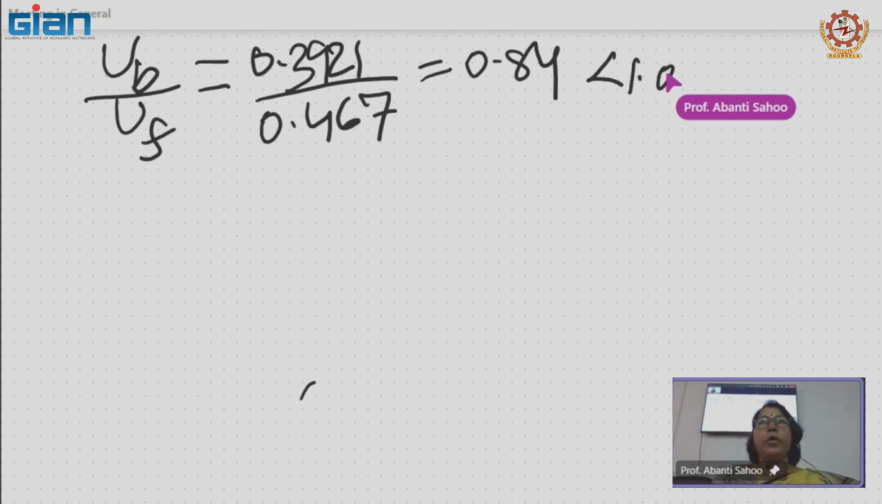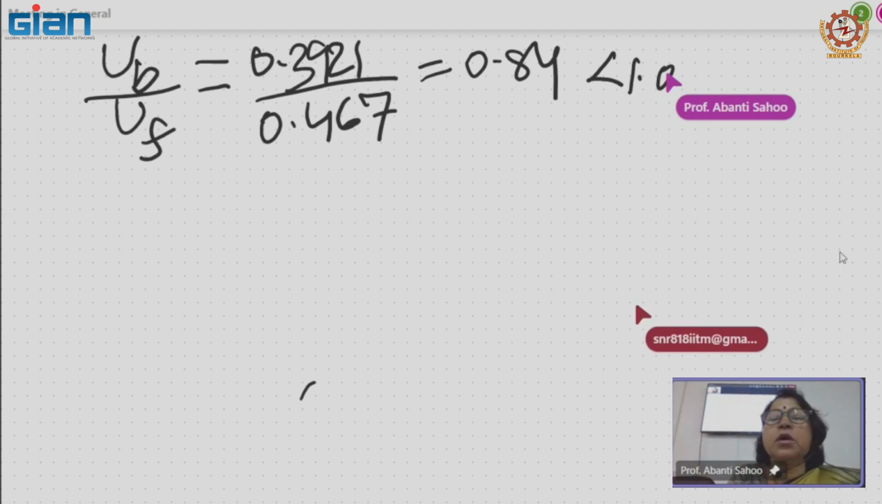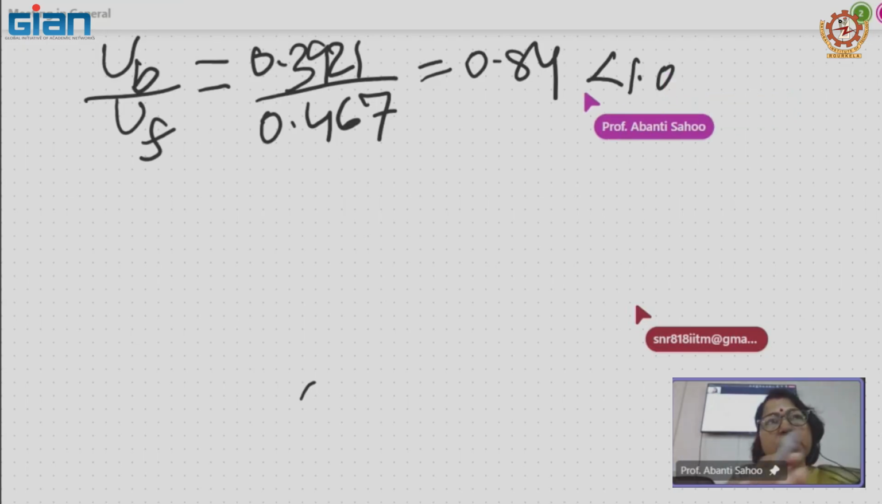UB by UF coming less than 1 means the bubble velocity is less; the emulsion velocity is more than the bubble velocity. So, when UB by UF is less than 1, it indicates that the reactor is operating in the slow bubble regime, which we discussed: when the particle size increases further, the bubble velocity slows down. Here it is 0.84, less than 1, so it is operating in the slow bubble regime.